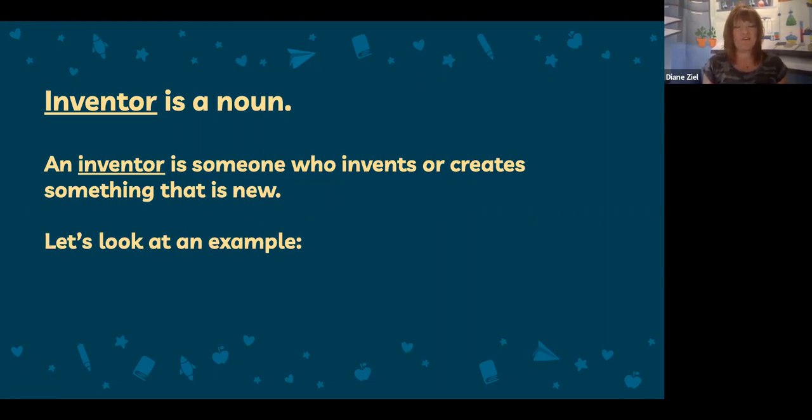Inventors are the superheroes in our lives that we don't always think about or consider superheroes. But when you think about it, almost everything you use, play with, touch, tools that you use for school, things that you use around your house, they didn't just grow out of the ground or exist on the planet. The idea for them had to be created or invented by somebody. And if you think about it that way, they really are superheroes.